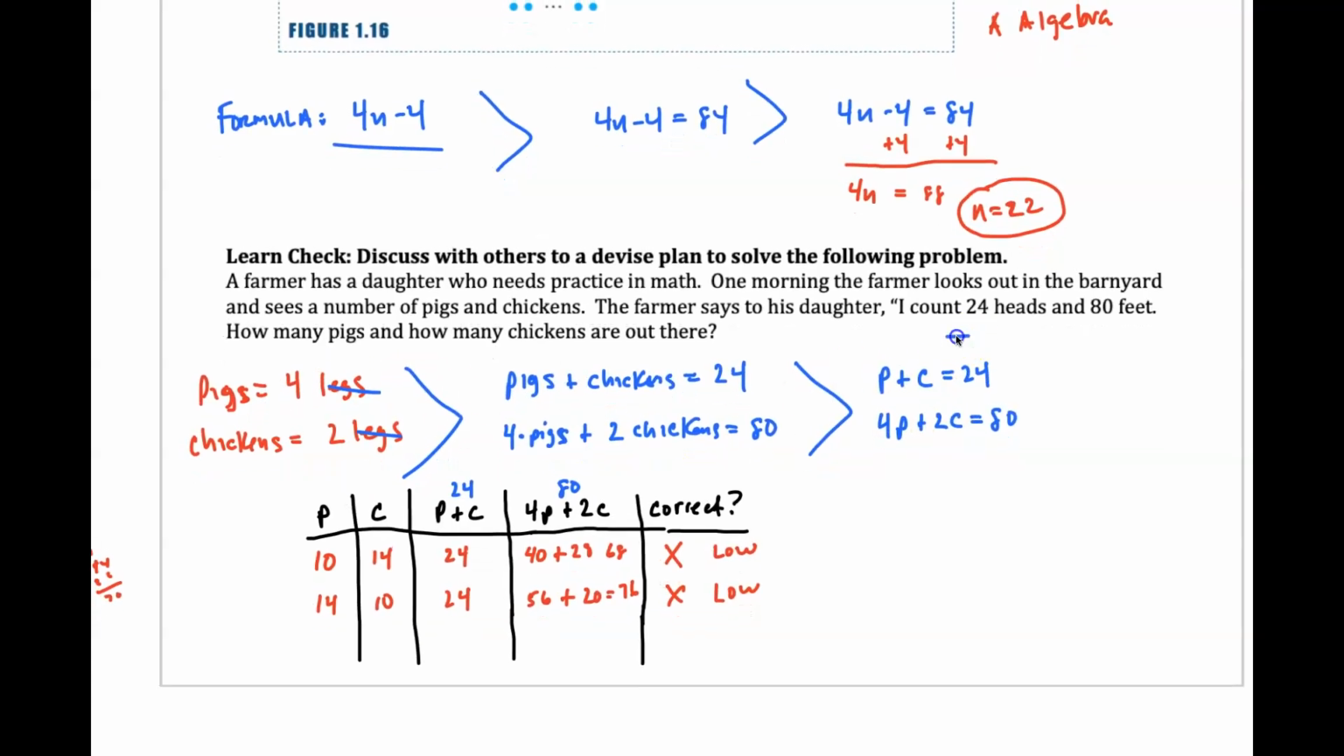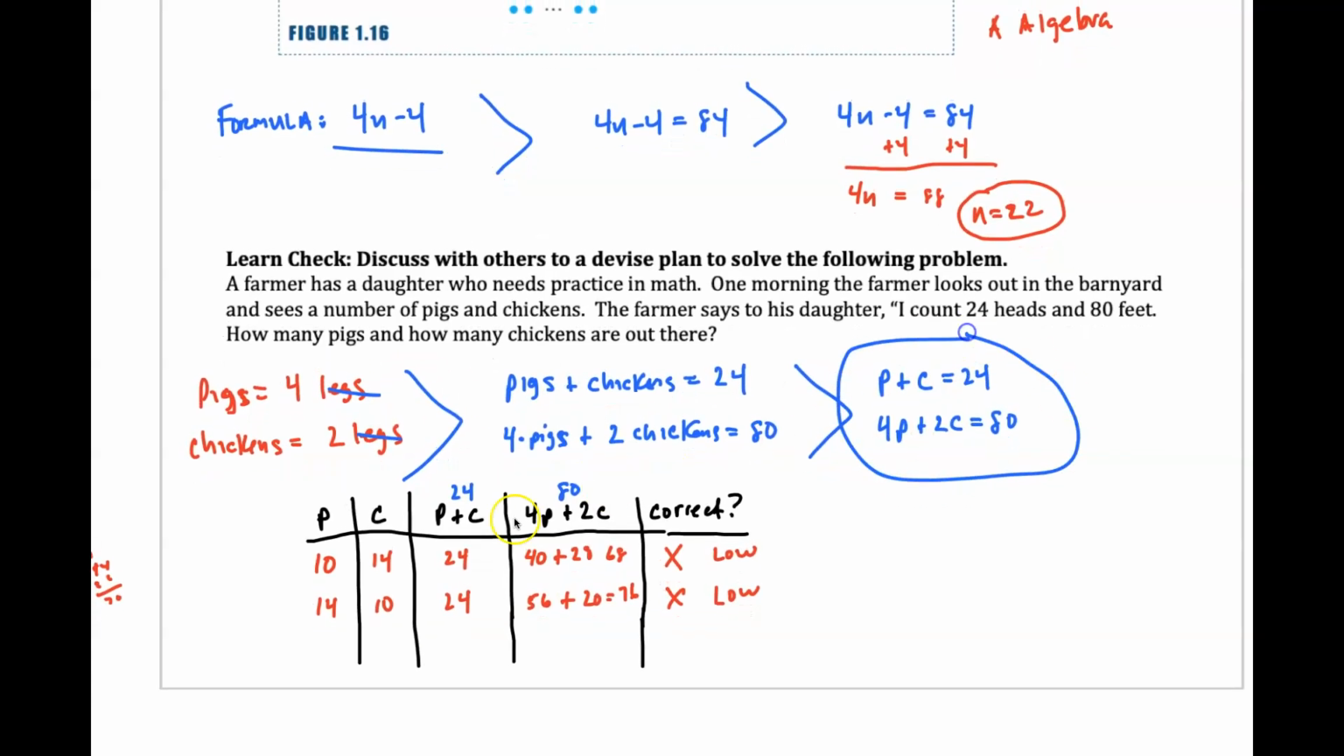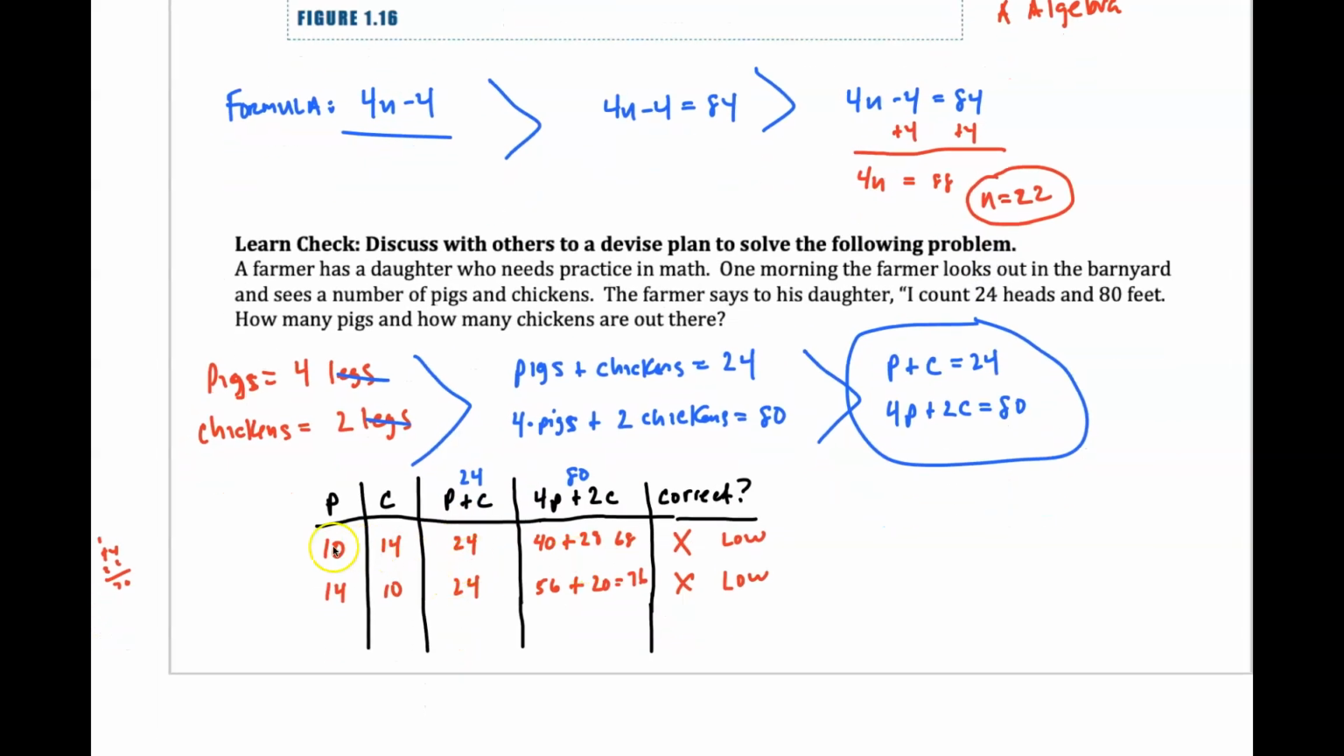That can be put into an equation like this, and we can just guess and test, put some numbers in there and see what we get. 10 pigs and 14 chickens would give you 24 total, but it would give you 68 feet. So it's too low. Let's increase the number of pigs. Since pigs have 4 feet, we get 24 total pigs and chickens, but a total of 76 feet. It's still too low. We're trying to get to 80 here.